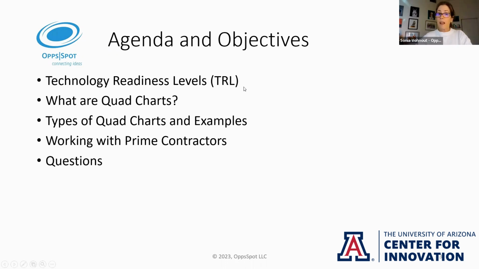So you'll have to specify in some of these quad charts where you are today and where, with the funding you're asking for, you're going to be in terms of TRL. So that's why I want to talk about it. Then what are quad charts? What types? A few examples. And then, for instance, how you would go about using your quad charts to communicate and work with prime contractors.